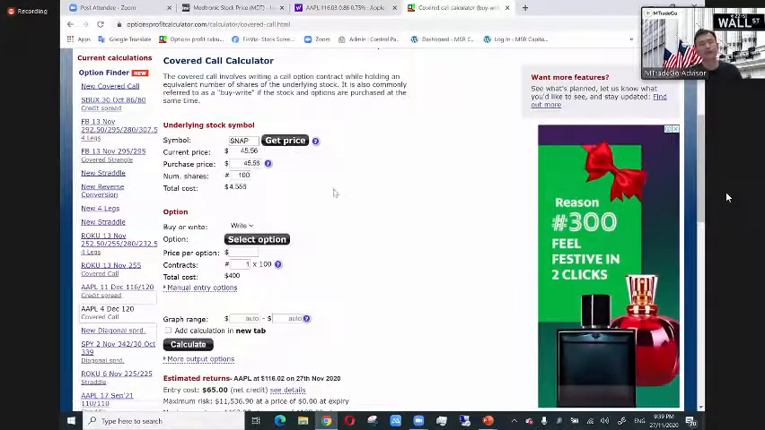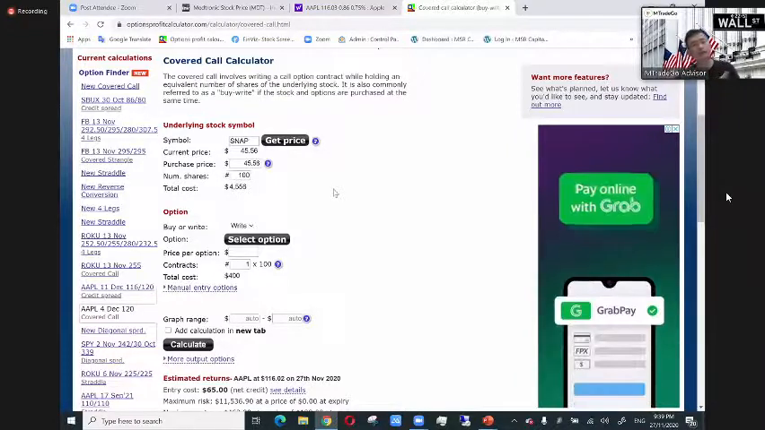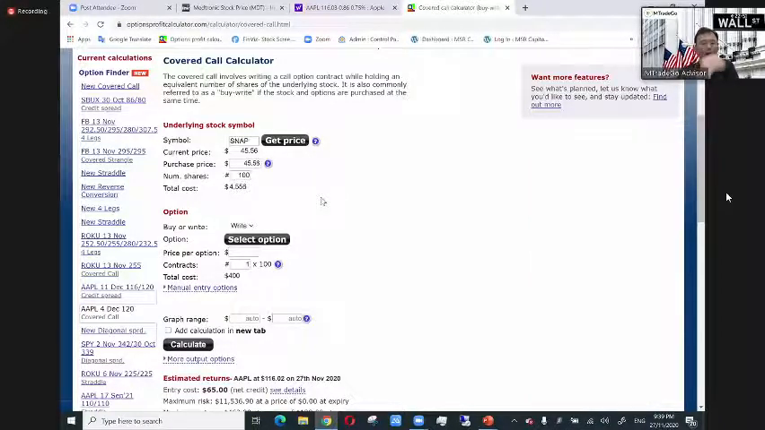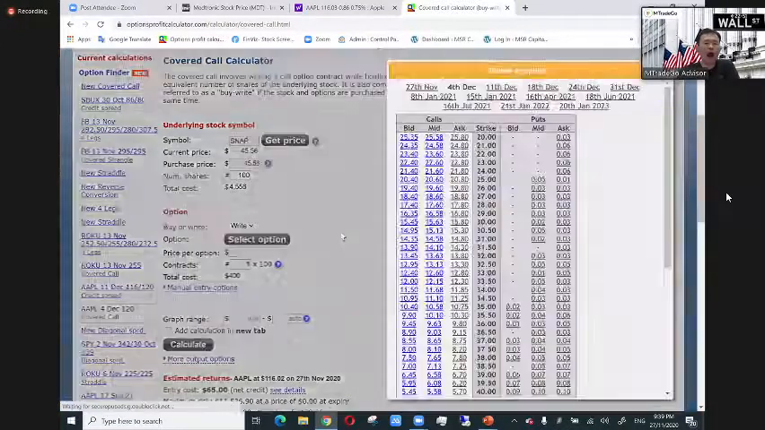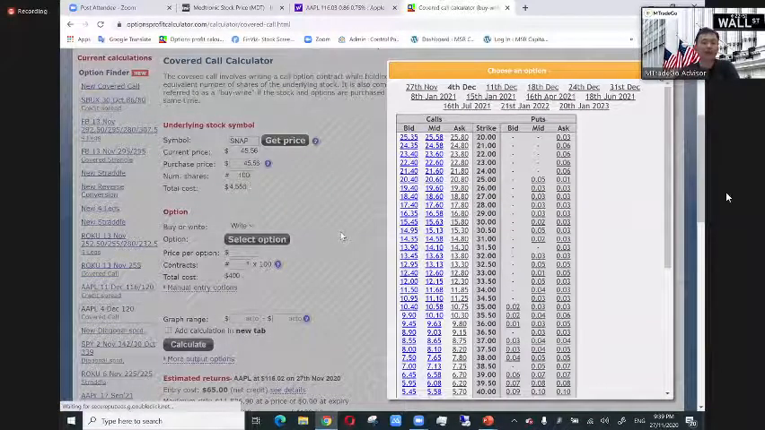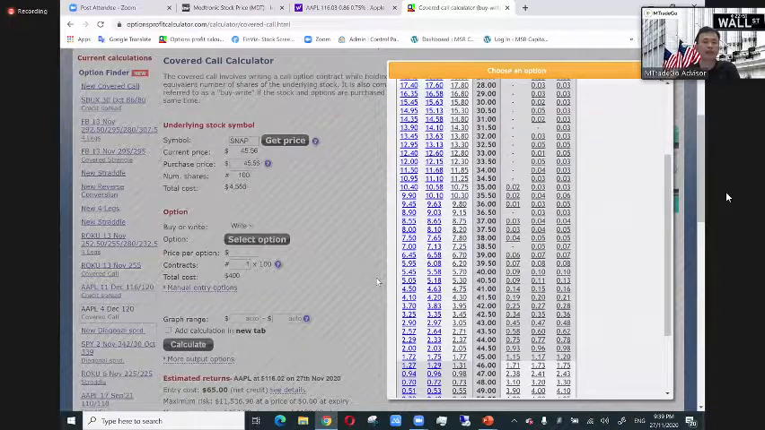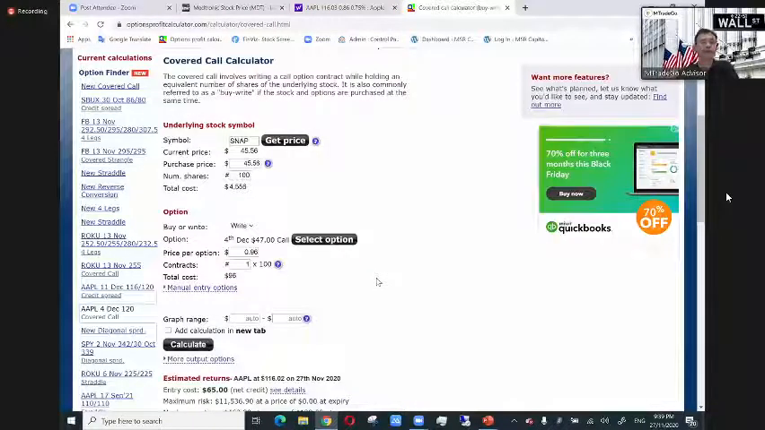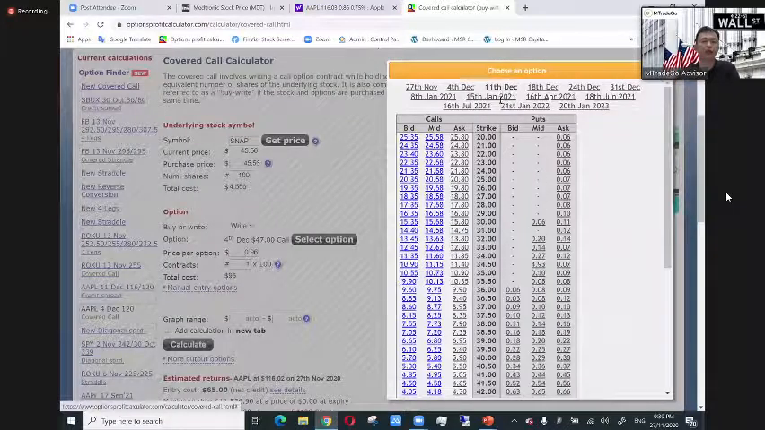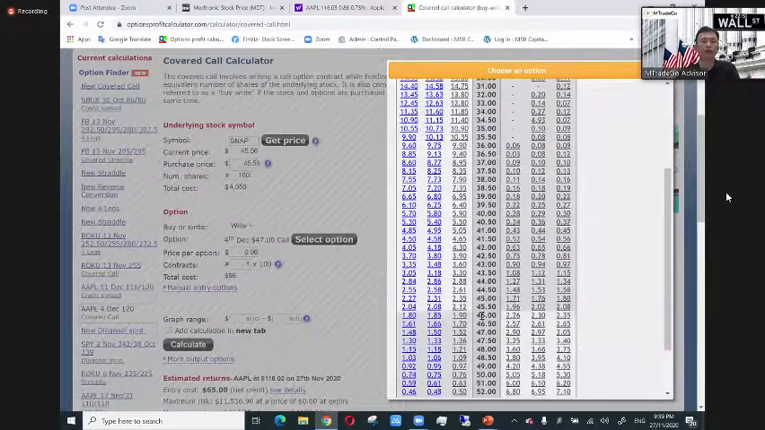Okay, assuming I buy at 45.56, the current price. So I write the covered call at 47. Okay, we'll take the mid price. Okay, 96, correct? What is the expiry date you want? Yeah, 2 weeks from now. 2 weeks, 11th, okay? You can see, 2 weeks, the premium will definitely be higher because of the Vega.